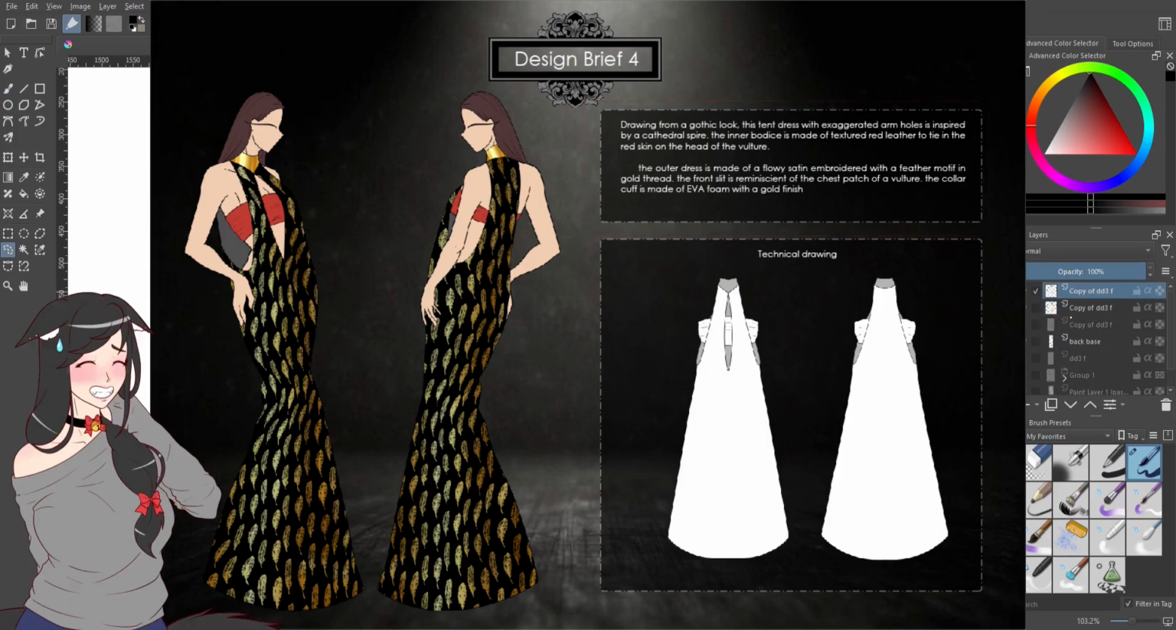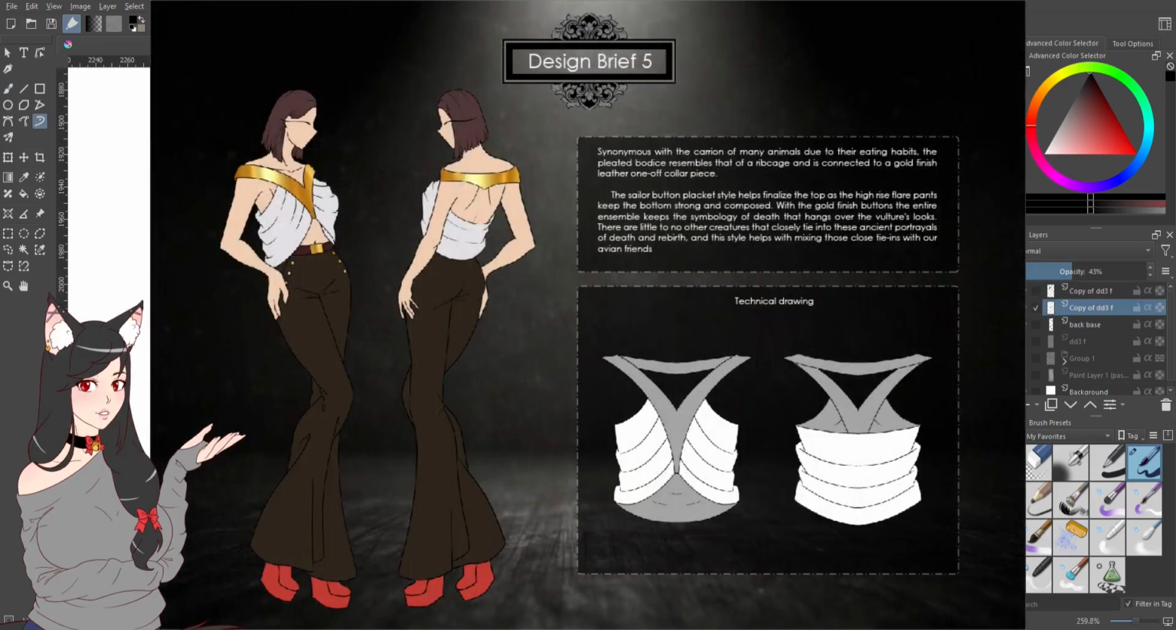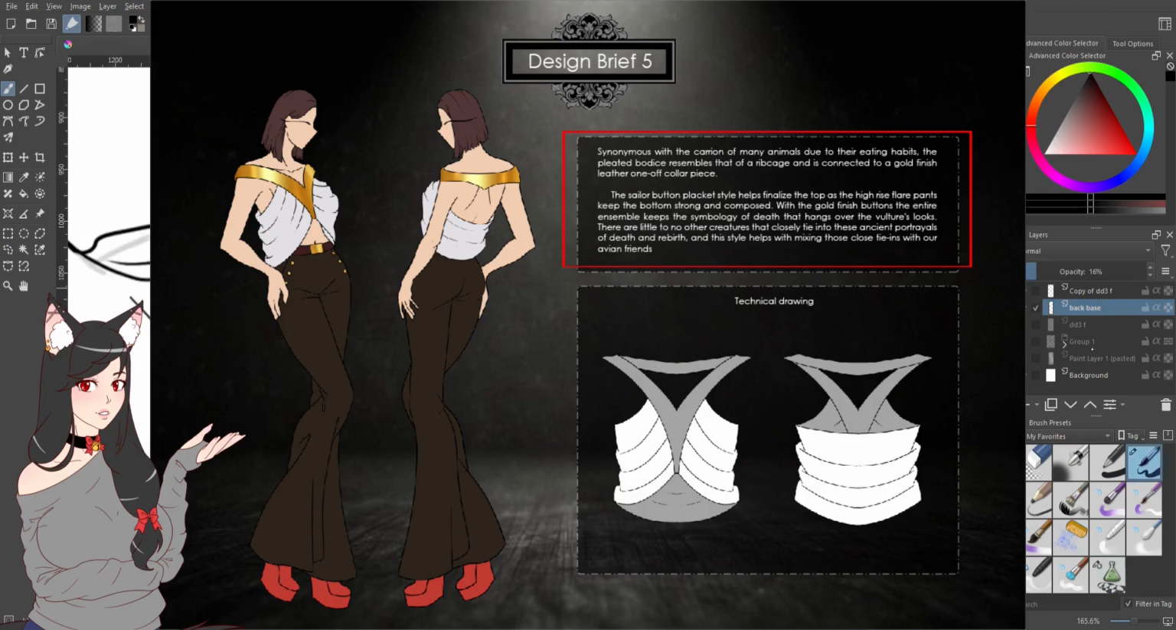Now, I might have made the collar cuff again with a gold finished leather, but it's a design brief, anything can happen. Design brief 5, which is my ribcage inspired design. Synonymous with the carrion of many animals due to their eating habits, the pleated bodice resembles that of a ribcage and is connected to a gold finished leather one-off collar piece.